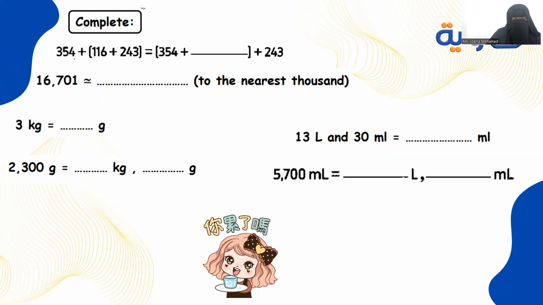Look here, we have 354. It's the same like here. And also we have here 243. It's the same like this one. So, of course, the third one, it's like the third one also. So 116, it must be like this number. So the missing number here is what? 116.